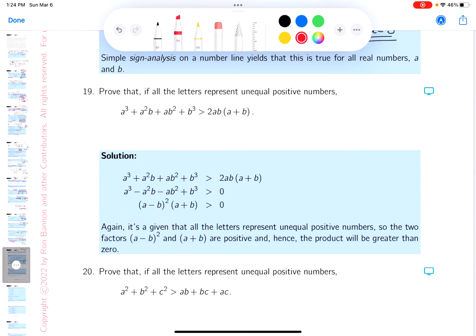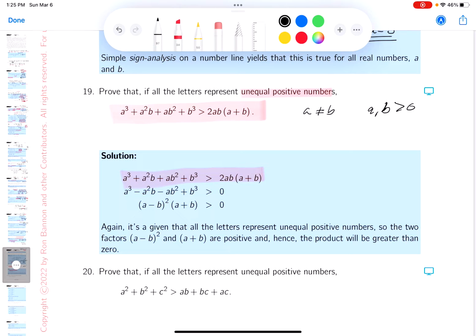Okay, so it's proved that if all letters represent unequal positive numbers, right, they're unequal positive numbers. Well, I got two numbers there. I got A and B, and they're unequal positive numbers. So all I can say is that A doesn't equal B, and A and B are both greater than 0. They're positive, all right? So I would just simply take the line that they've given me. They've given me this, and I'd work with it. And how would I do that?